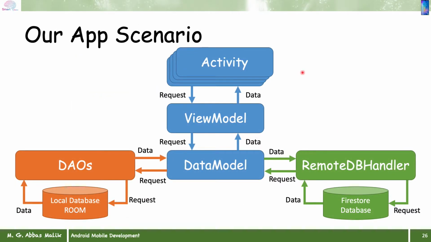Okay, so this is our app scenario. We have some activities which are communicating with the view model for the data. That view model is communicating with the data model. The data model is communicating with the data access objects to get the information from the local database. And if that data model needs to get the information from the remote or the cloud database, then it needs to ask a different class to get that information.